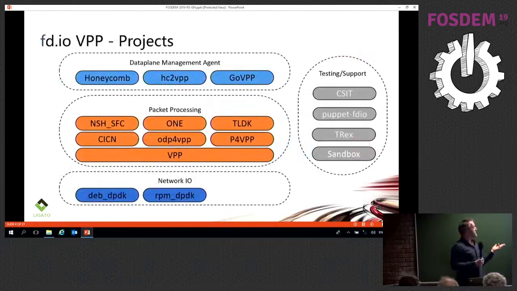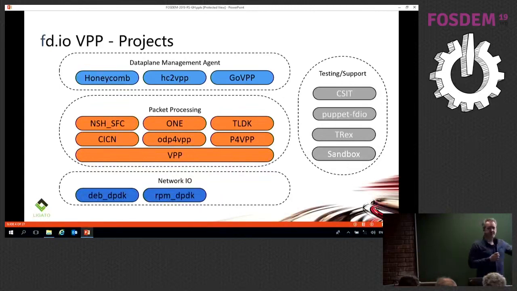So the projects we have in FIDO, VPP itself, of course, the core. There's a bunch of different other projects around packet processing. So things like Open Data Plane, P4 has been mentioned a few times already, I think. There's even information-centric networking and that kind of stuff.